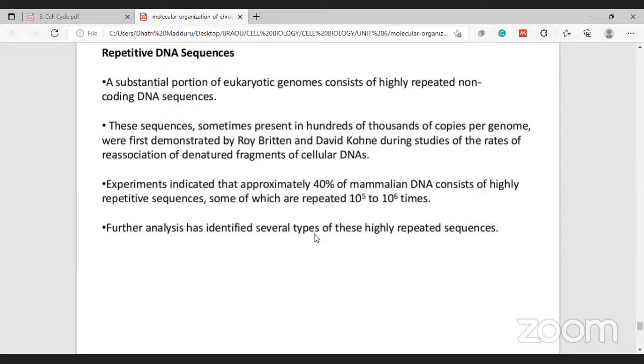But for the unique DNA, as it is only a single copy, it has to find the perfectly complementary sequence with which it has to renature. So therefore it takes some time. During this process, they could identify that there are repetitive DNA and unique DNA.